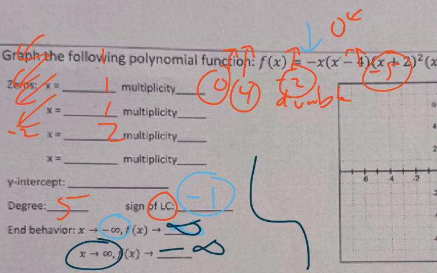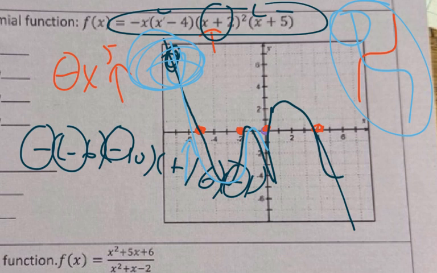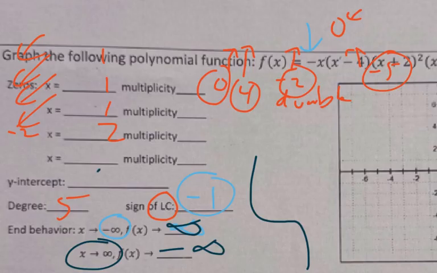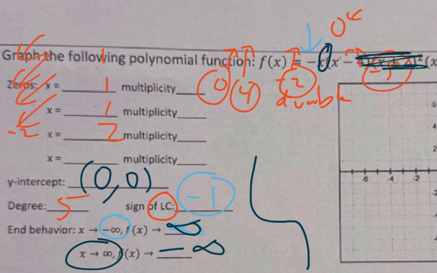Now, the only thing I didn't answer was the y-intercept. Actually, we already figured that out. When we plug in 0, we get 0. So the y-intercept is at 0, 0. Again, when I plug in the 0 right there, that negative x, which is -0, which is 0, is going to multiply all the rest of these, and it's still going to make it 0.